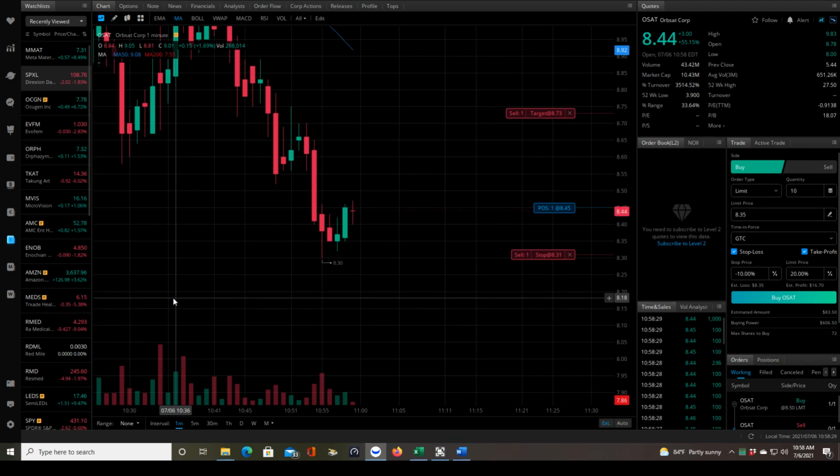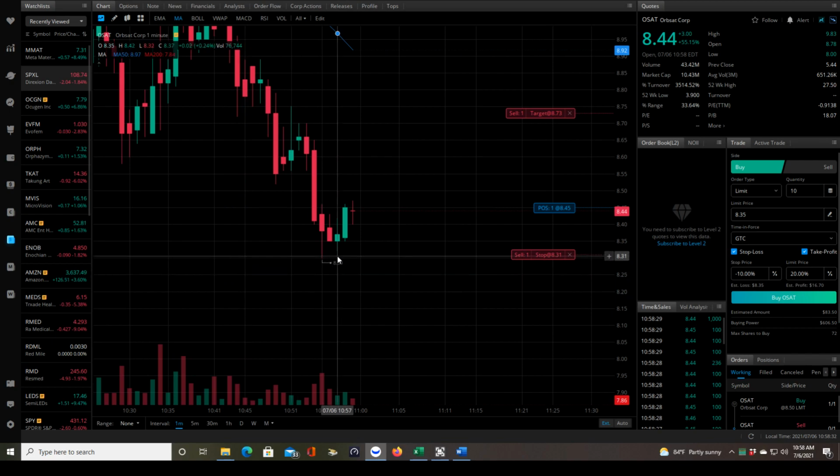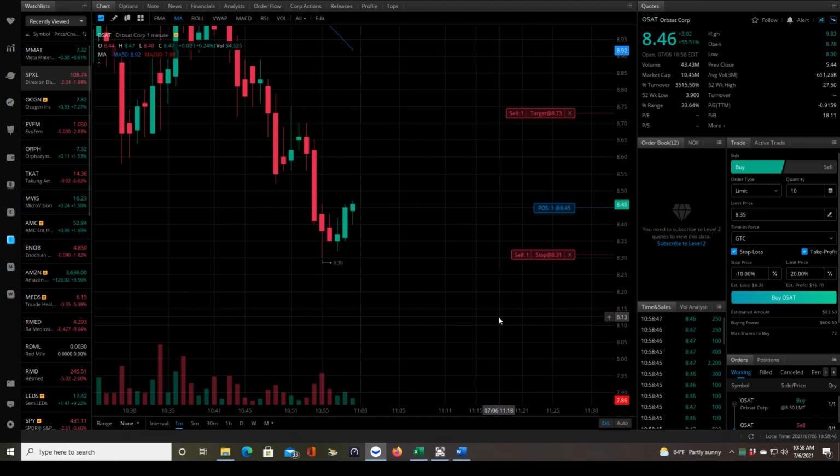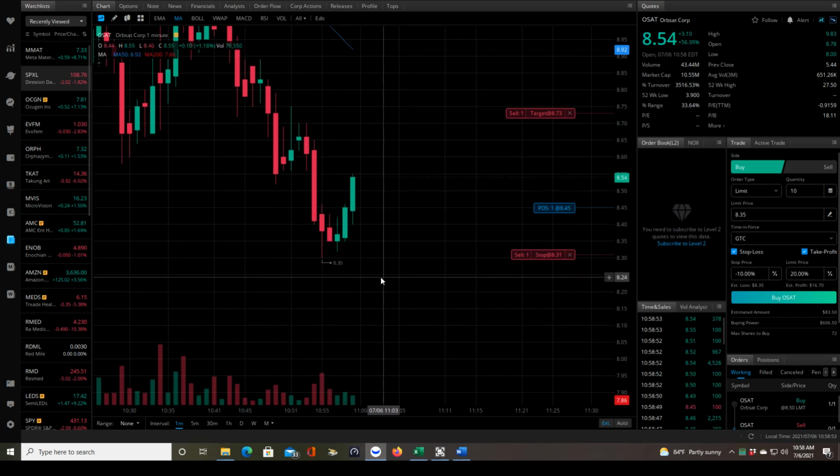while this trade plays out. Double check that I put in all the right information in my 2R calculator and that I have my stop loss in the appropriate place. So 845 and 831. Yep, 873 is the target. The risk is 1.66%. The only way this trade is going to work out is if this is a support level and it's going to bounce back up.